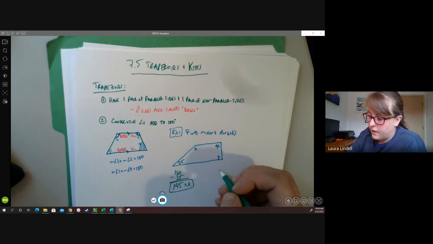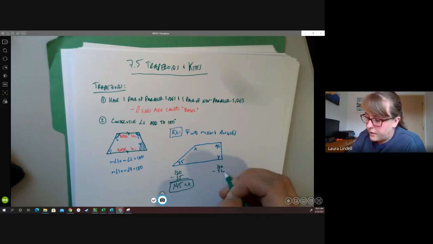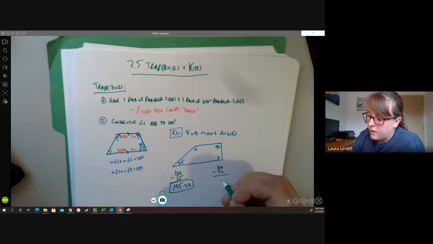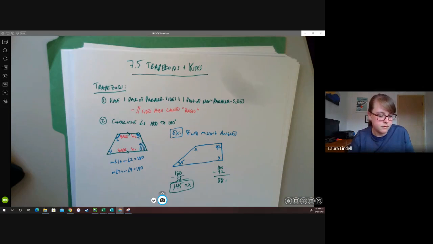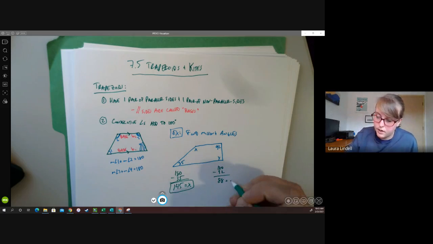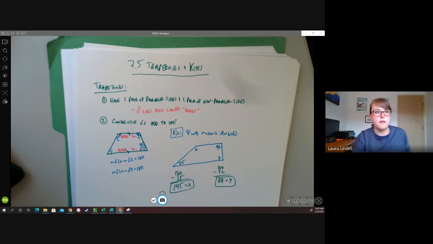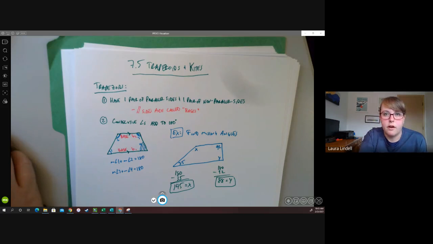We can do the same thing here. 180 minus 92 is going to give me 88. And that's going to be y. Okay, so that's a basic trapezoid problem that we're going to see. Any questions so far on trapezoids?